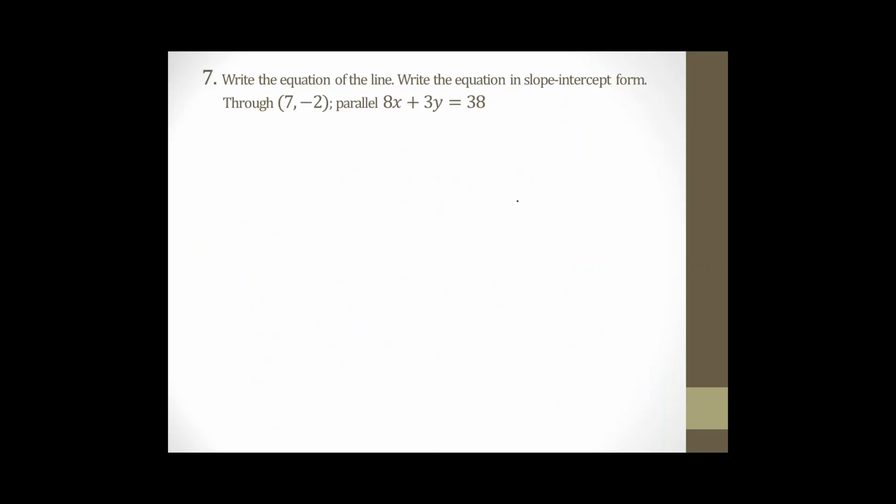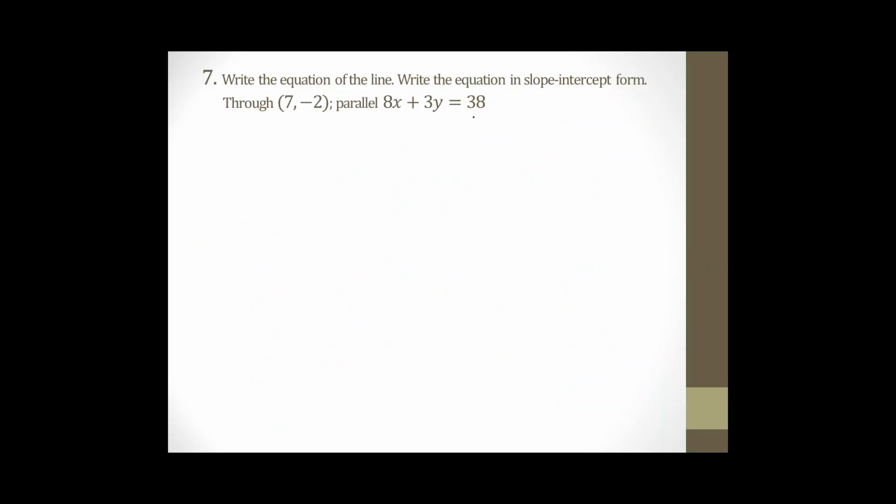Okay, so write the equation of the line. Write the equation in slope-intercept form. The information that's given to us is that our equation needs to go through the point 7, negative 2, and it needs to be parallel to 8x plus 3y equals 38. In order for us to use that information, we need to know first what is the slope of the given equation. And at this point, we don't know.